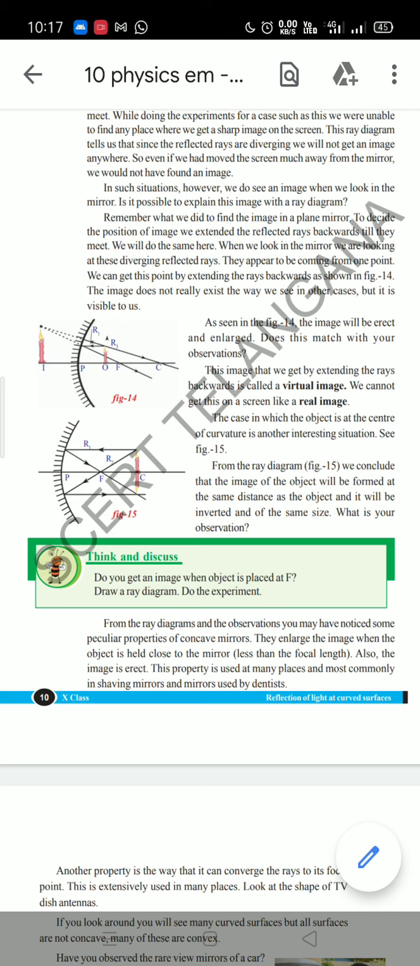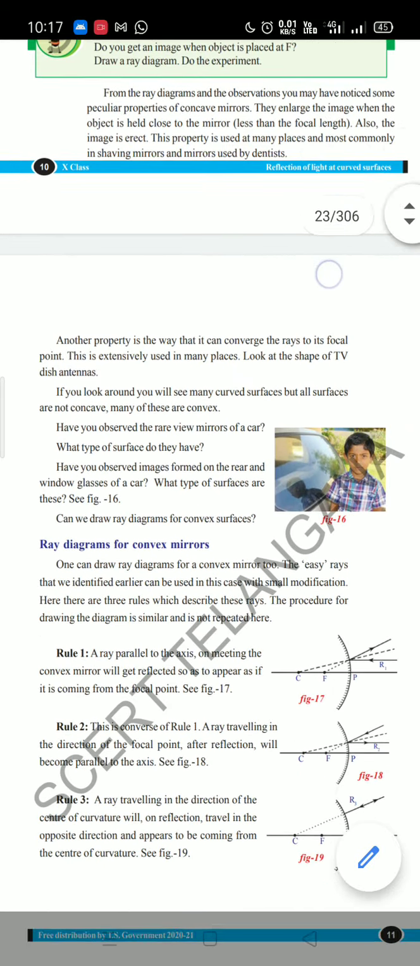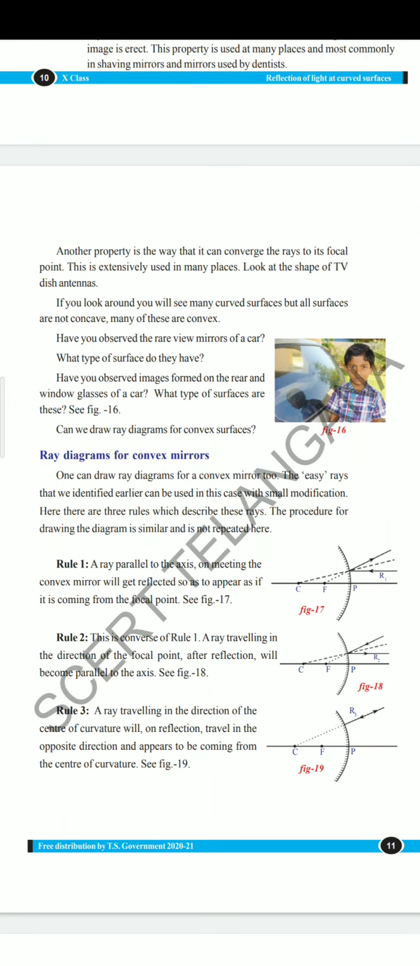From the ray diagrams and the observations, you may have noticed some peculiar properties of concave mirrors. They enlarge the image when the object is held close to the mirror, less than the focal length. Also, the image is erect. This property is used at many places, most commonly in shaving mirrors and mirrors used by dentists. Another property is the way that it can converge the rays to its focal point. This is extensively used in many places. Look at the shape of TV dish antennas.